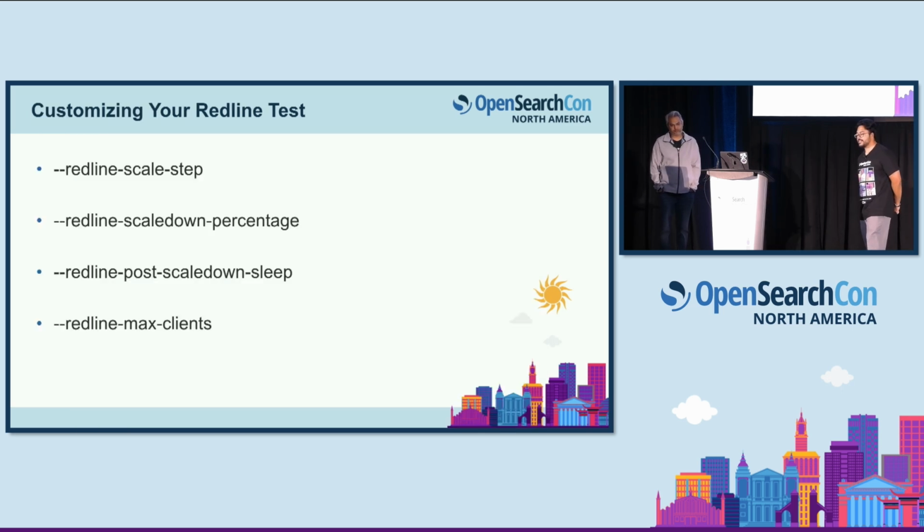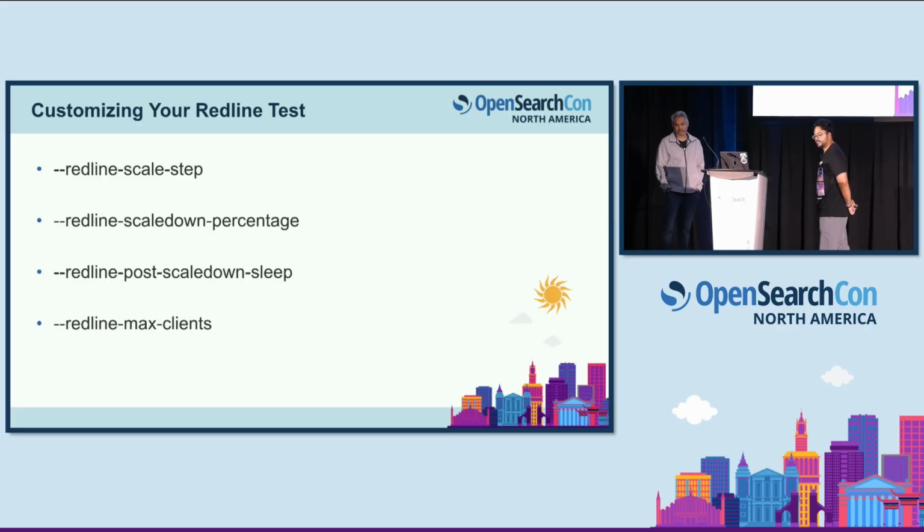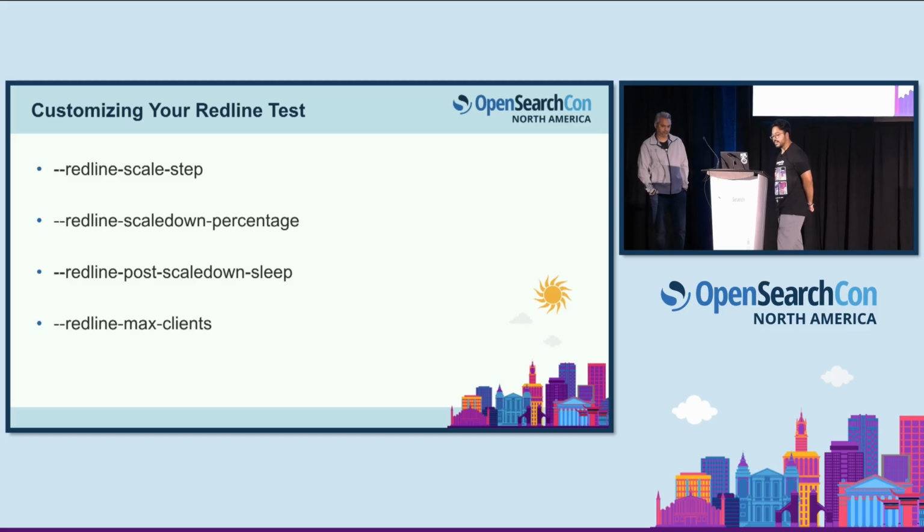All right, customizing your redline test. There's a few knobs that you can turn to fine-tune your redline test and change it. First up is the scale step. We saw that the feedback actor was running in those intervals and unpausing a number of clients every second. You can customize how many clients you want to unpause with this scale step flag.